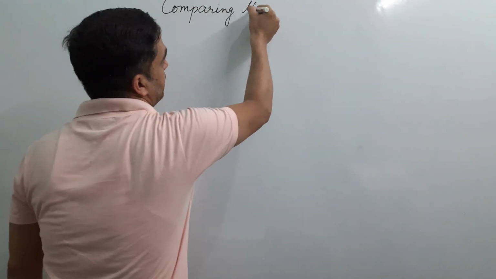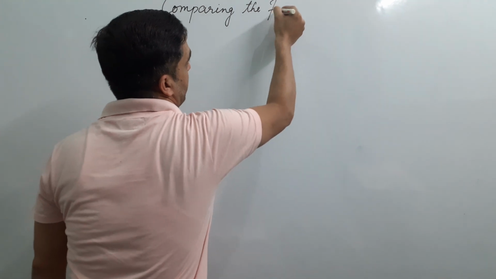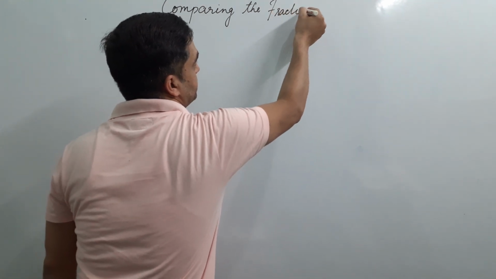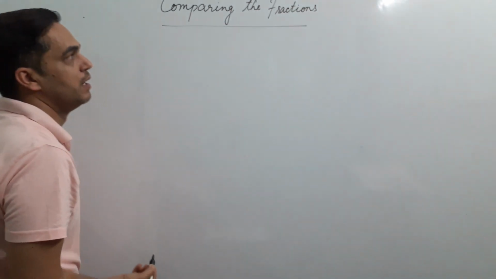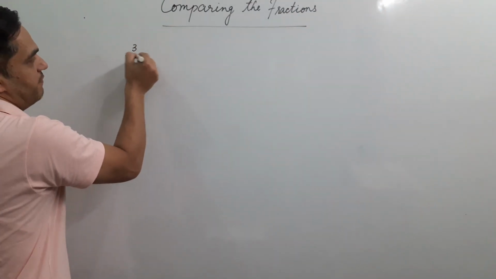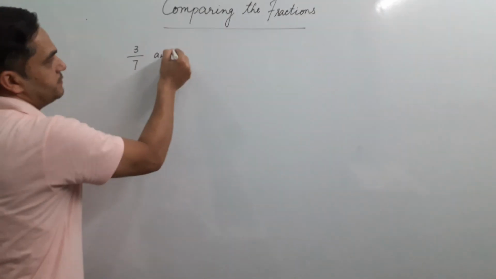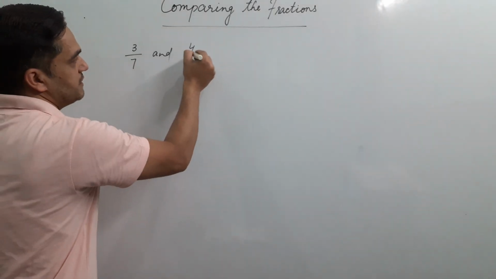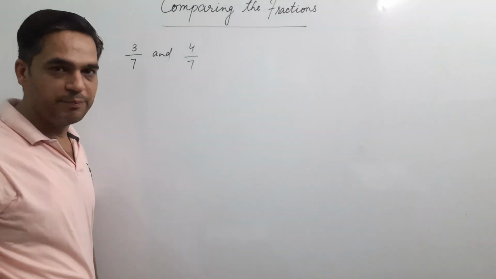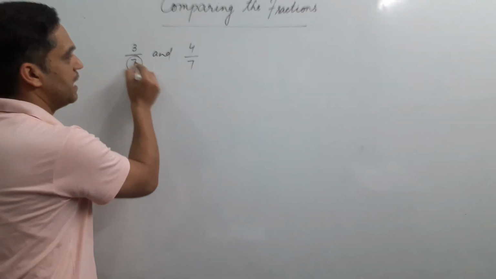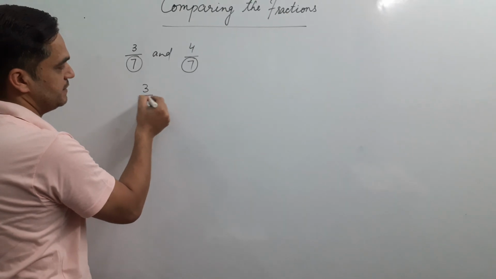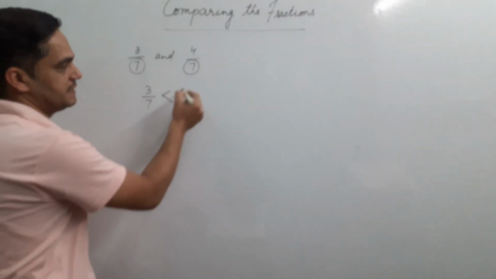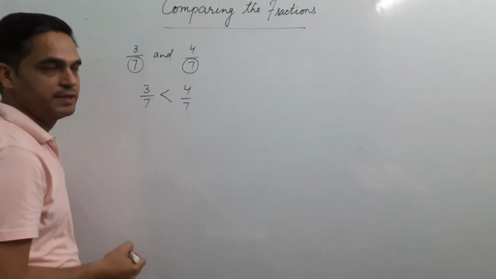Comparing the fractions. This is the topic we will learn first. 3 by 7 and 4 by 7. Very easy to compare. You know that the denominators are same. So we know that 3 by 7 is less than 4 by 7.